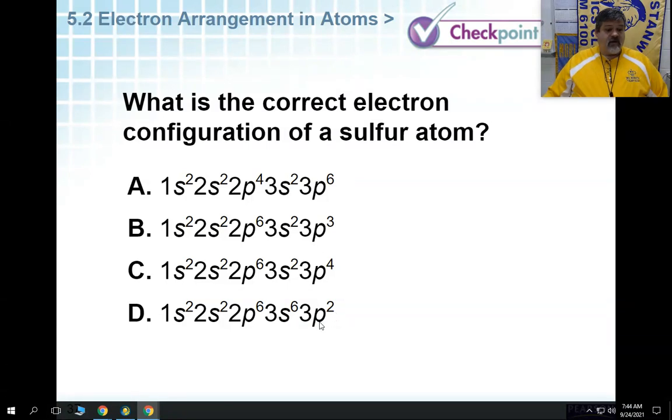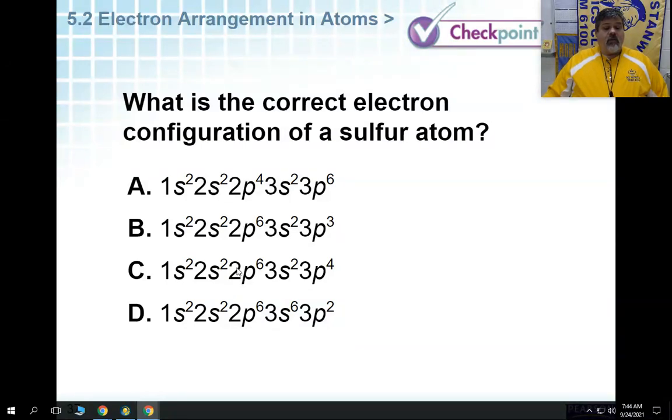Well, they all end with 3p. But I can tell you right now, we know that the s orbital only has one orbital, so that can only be a 2. Okay, that's good. And here's our s. So this one, it's not correct because this s orbital has 6. The p orbital has 3 orbitals, so that means we have a total of 6. And this one's not correct because it only has 4. So it's one of these two right here.